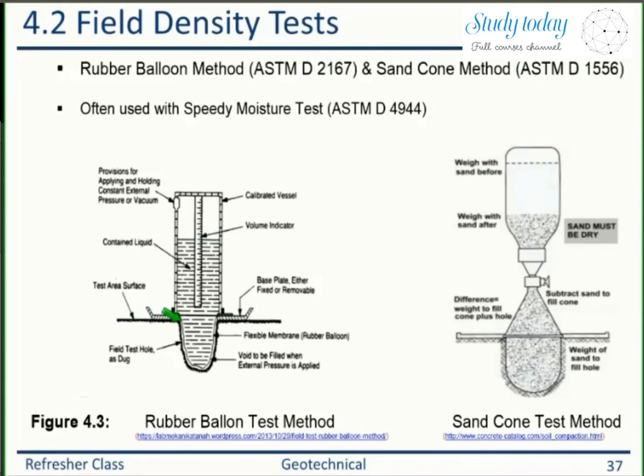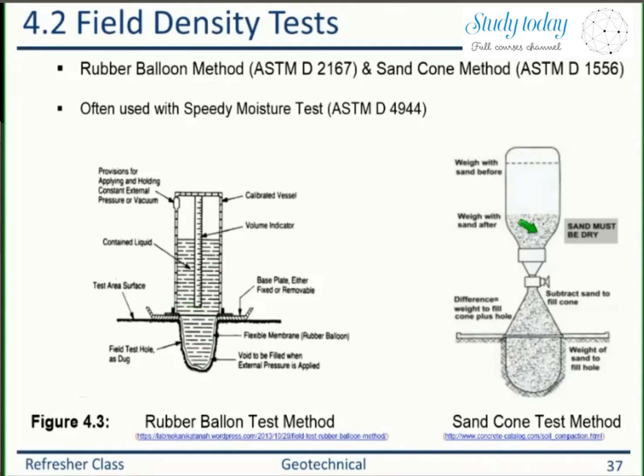Let's say this is your compacted soil and you need to check the level of compaction of this soil. You have a subgrade to be prepared, you brought the rollers, you roll it, and you want to know the level of compaction. To check the level of compaction at a construction site, you will dig a small hole there, take the weight of the soil taken out of the hole, and also determine the moisture content of that soil. Then in the case of the rubber balloon method, you will bring the rubber balloon here and put the balloon inside, and the vessel has been calibrated in such a way that you will know the volume of the hole directly. So your job is to know the volume of the hole.